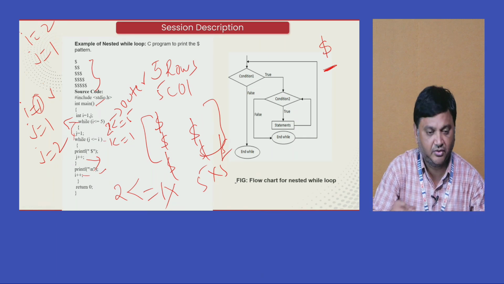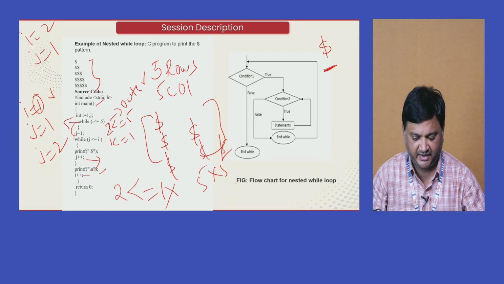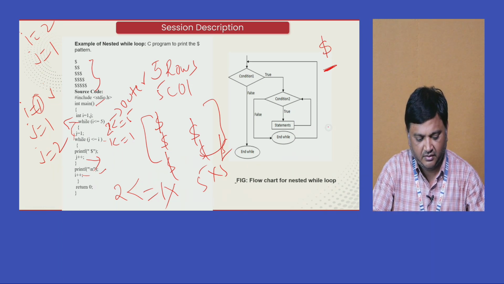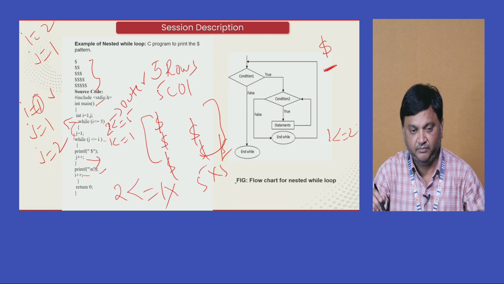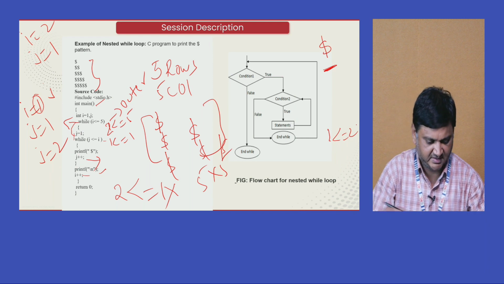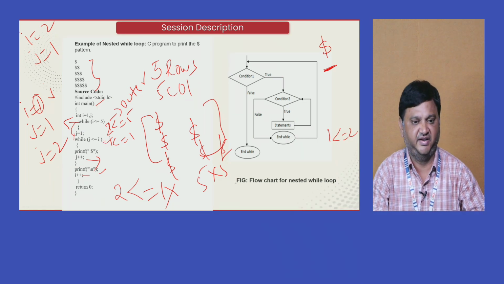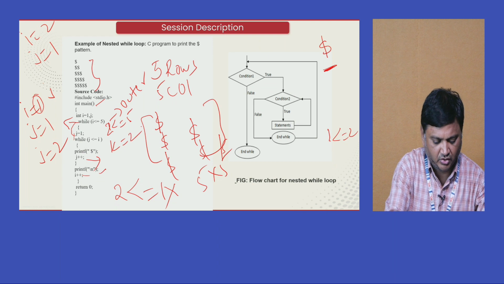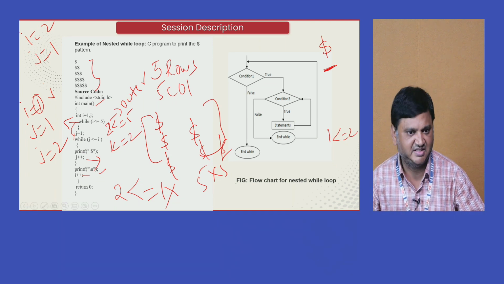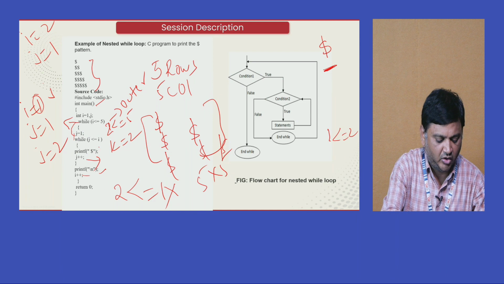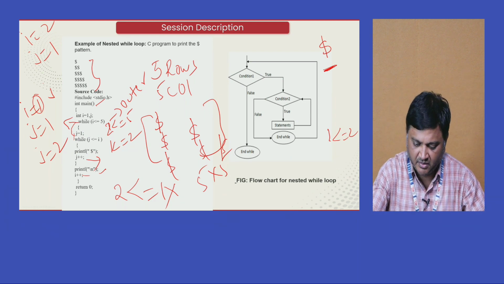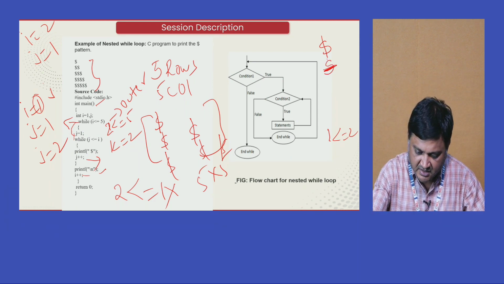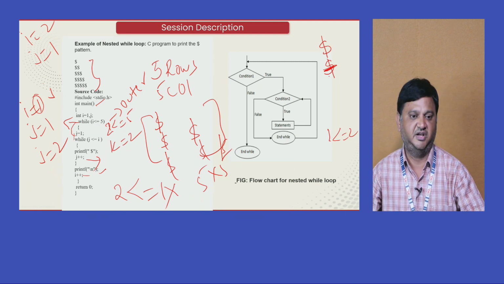Again, what is the inner condition I wrote, my dear students? j less than or equals to i. What is your j value? 1. What is the i value? 2. Is 1 less than or equals to 2? Yes. So this condition is satisfied. So I'll write here that your j value is 1 and your i value is 2. 1 less than or equals to 2, yes, the statement is true. Then you have to go inside, and what do you have to print? Dollar. So the cursor is here. It prints in the second row, first column, the dollar.